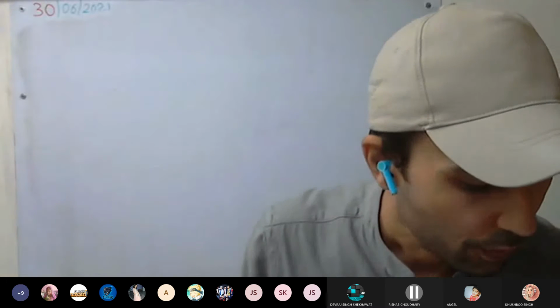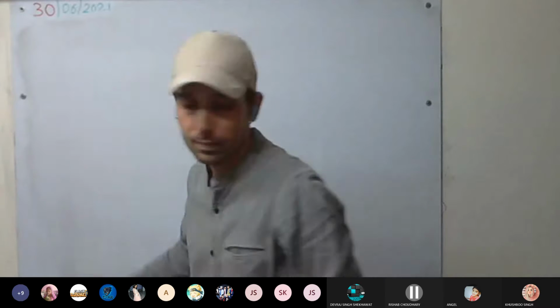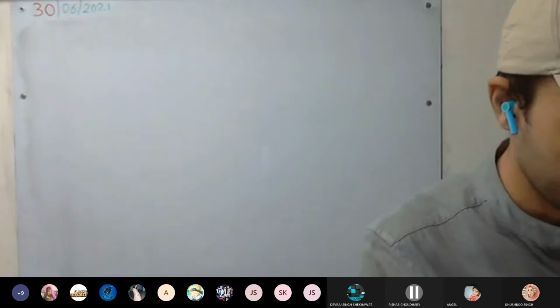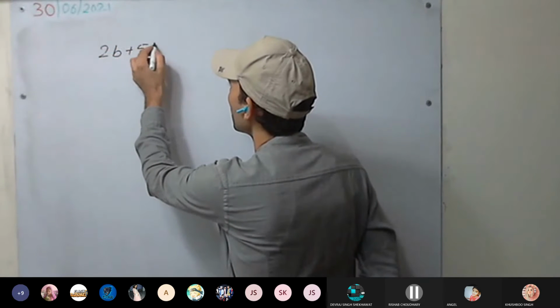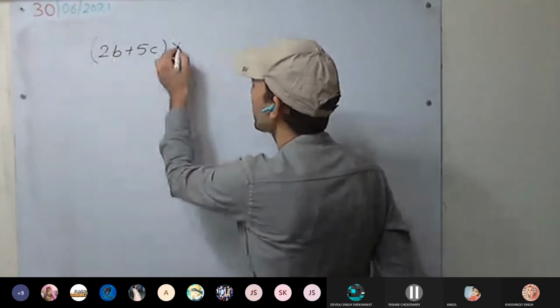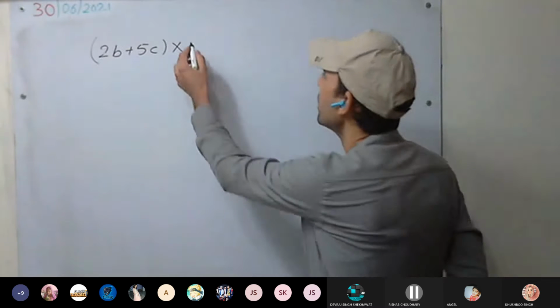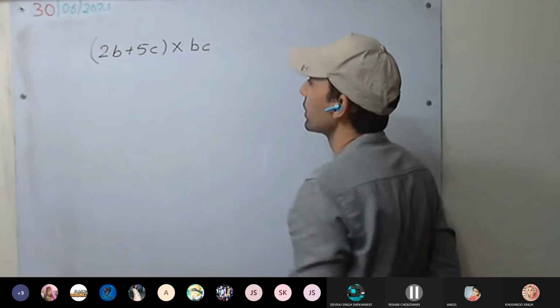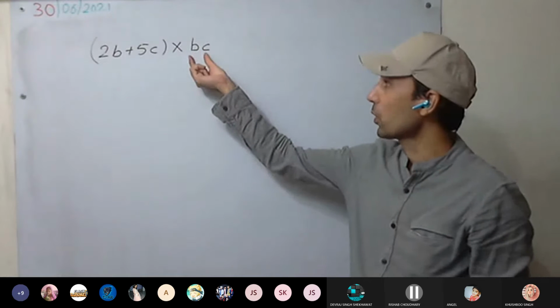Everyone do the second one in your notebook. Solve it. It is 2b plus 5c multiplied with bc. Okay, so again we have a binomial multiplied with a monomial.